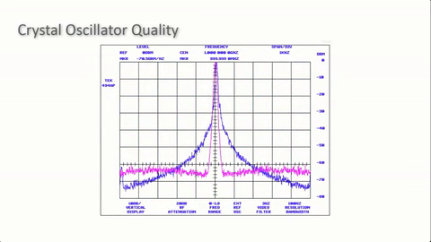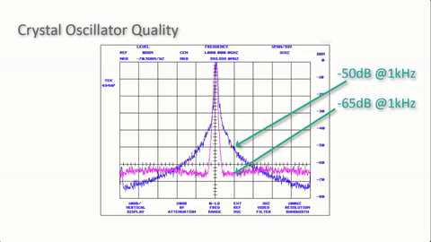Now, the spectrum analyzer plot that you see superimposes two 1 GHz signal sources. The horizontal scale is zoomed into 1 kHz per division, and the vertical scale is 10 decibels per division, with 0 dBm at the top of the screen. Now, notice, the signal source represented by the blue trace is down 50 dB at 1 kHz offset. But the pink trace is down about 65 dB. Well, that means the signal source represented by the pink trace has significantly better noise performance than the signal source represented by the blue trace.